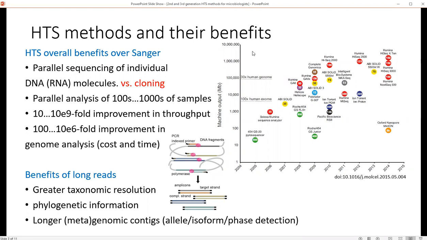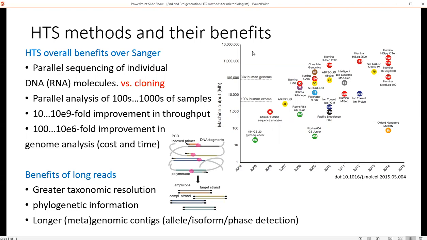In essence, high-throughput sequencing is a method of parallel sequencing of individual DNA molecules. Essentially, it is replacing cloning, which was followed by Sanger sequencing. But as you might remember, cloning was a very tedious and costly process. Furthermore, high-throughput sequencing enables parallel analysis of hundreds or even thousands of samples by using specific primer attached DNA barcodes.